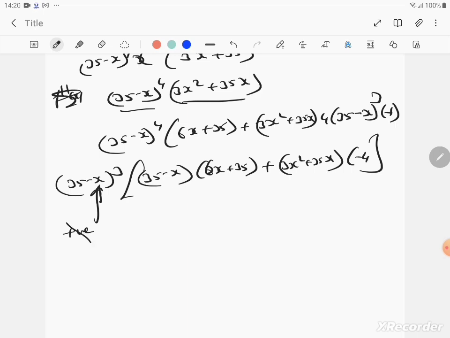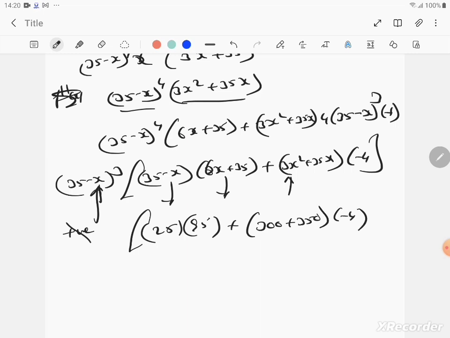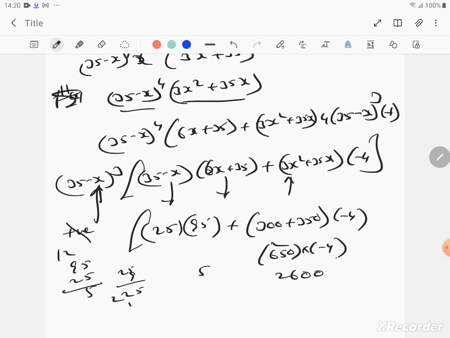So forget about it. Substitute 10 in this: 25. A 10 in this: 60 plus 35, 95. Plus a 10 in this makes it 300 plus 350, into minus 4. We just have to see which is going to be a bigger number. This is 650 into minus 4. 4 zeros are 0, 5 fours are 20, 6 fours are 24, 2600. This will be 5 fives are 25. Okay, 95 into 25. 25 fives are 125. 25 nines are 225. 225 plus 12.